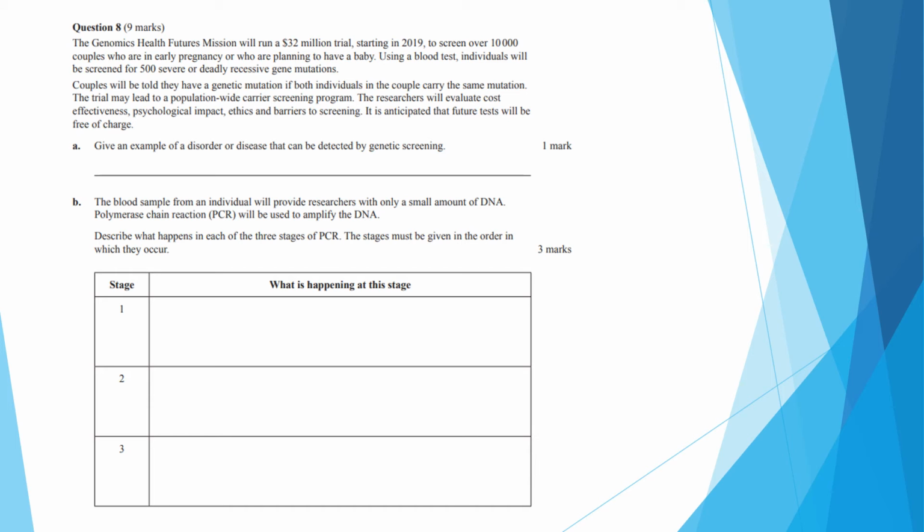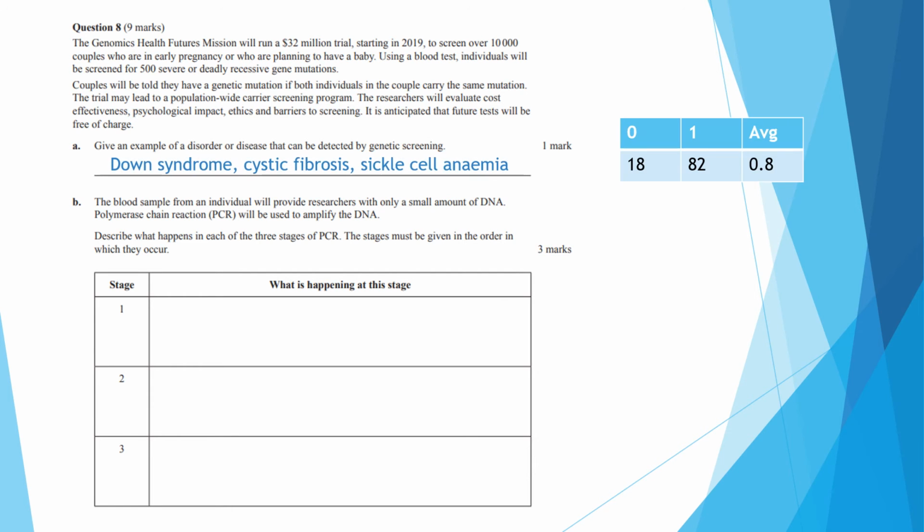Now, Part A asks you to give an example of a disorder or disease that can be detected by genetic screening. I've listed a few here, and you may have other examples that you've learned in class that you want to use instead. Part B asks you to describe the 3 stages of PCR in the correct order.